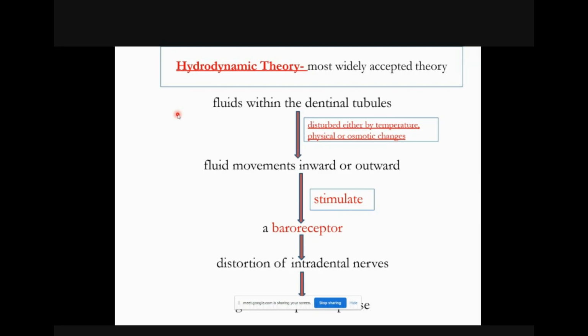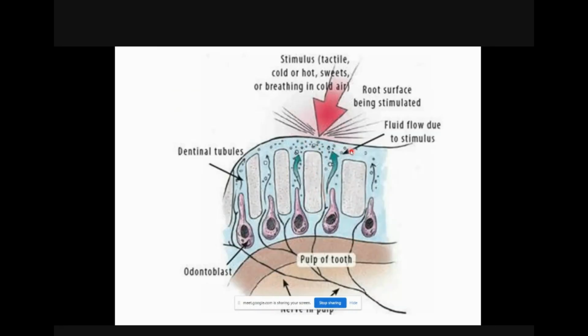Because of that fluid movement, it stimulates a baroreceptor. A receptor which can sense pressure is called a baroreceptor. So whenever the fluid is moving inside or outside, there is a change in the pressure within the dentinal tubules that is detected by these receptors, and that causes a distortion of the intradental nerves, the ones in yellow which I showed you. That's what causes the pain sensation or the sensitivity which you feel within the dentin. So this is the fluid, as you can see, within the tubules, and whenever there's a stimulus, it either moves outwards or inwards, and that stimulates the baroreceptors and in turn transmits the pain signal to your nerve.